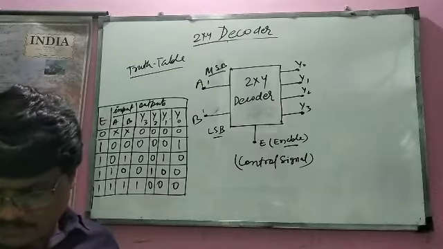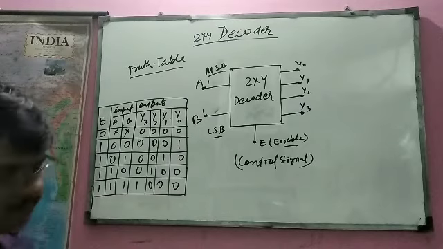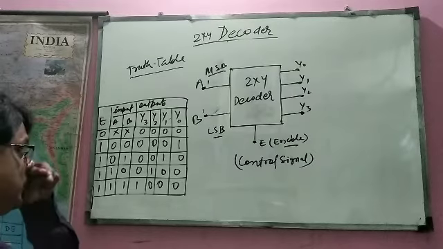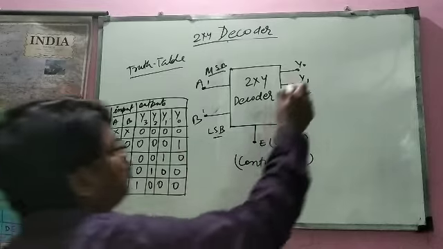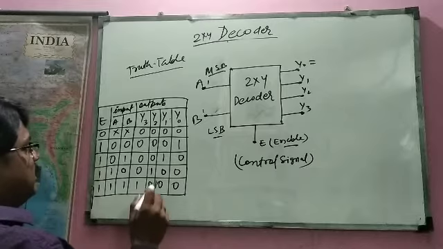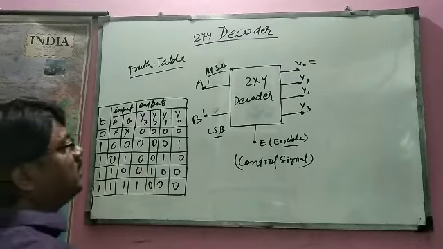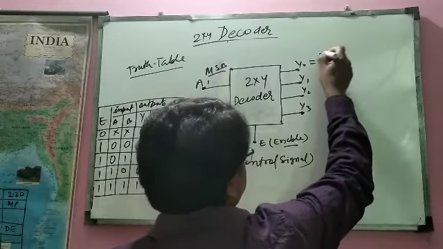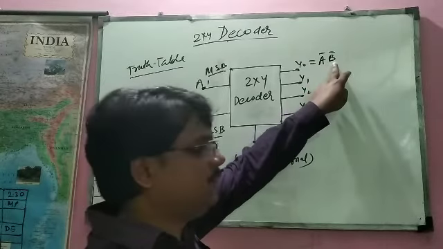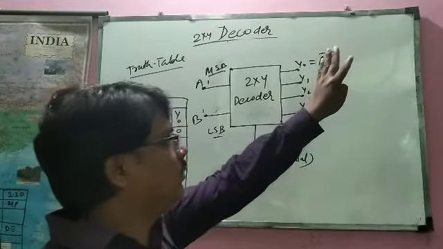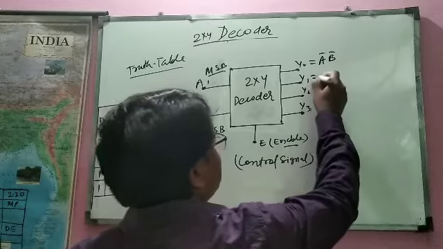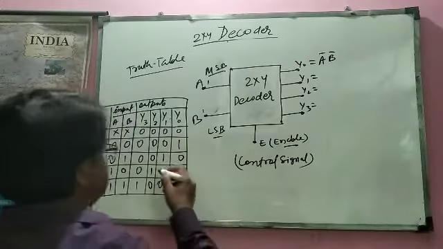So what will be the circuit inside it? So y naught means y naught is high when these two are 0. So if we take A bar and B bar, A is 0 means A bar will be 1, B is 0, so B bar will be 1. So it will be high when both are 1. Likewise we can put all these things.